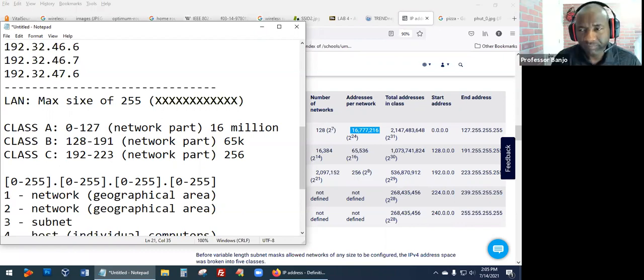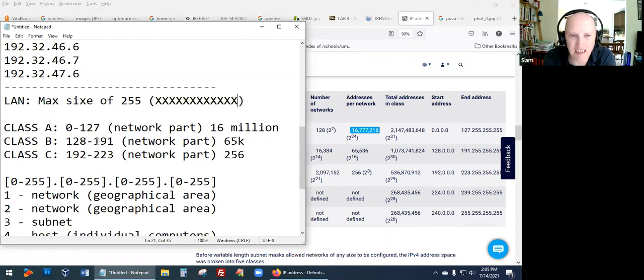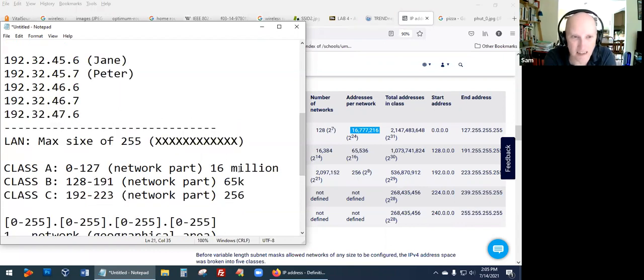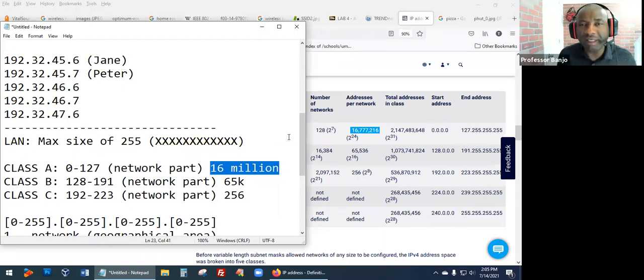So class A, 0 to 127, 16 million what? 16 million LANs? No, 16 million individual computer addresses. IP addresses. It can be laptops, computers, servers, phones, tablets, all the devices. 16 million devices.